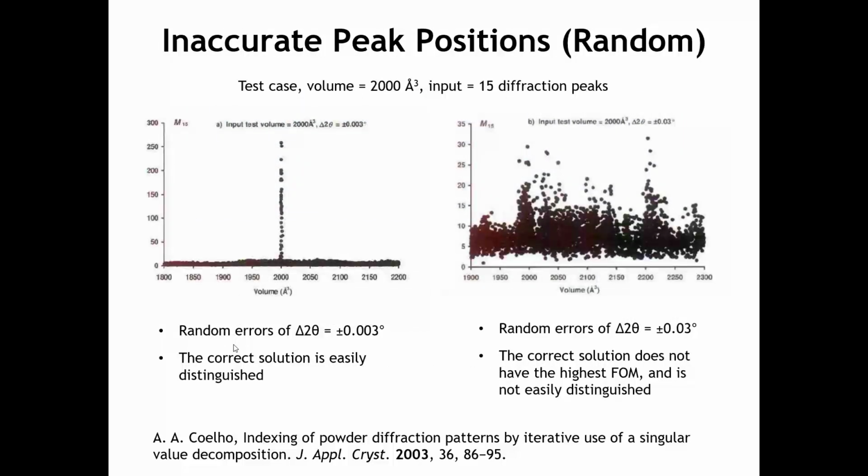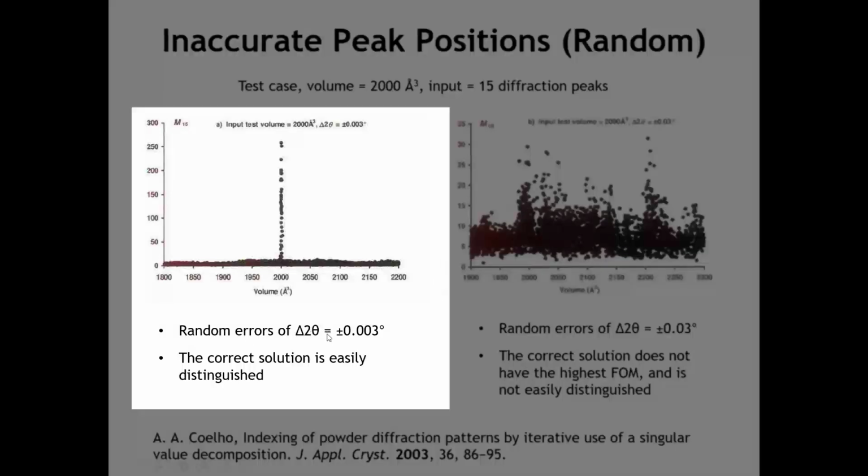Now, another question is, what about if there are errors in the peak positions? The numbers I just showed you, the peak positions are basically all perfect. Here he took a unit cell, and the volume of this unit cell is 2,000 cubic angstroms, so that's a pretty big cell, and he's inputting 15 diffraction peaks. Over here on the left, he introduces random errors in the 2 theta positions of plus or minus 0.003 degrees.